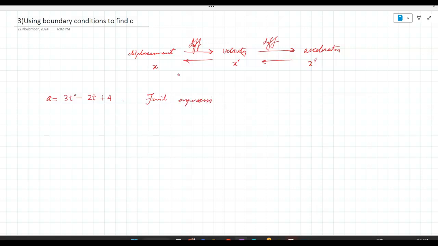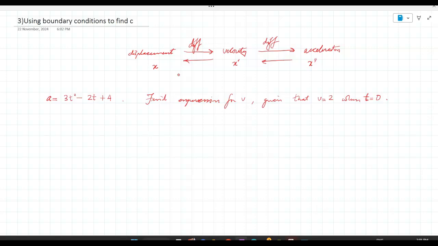Find the expression for velocity, correct? Given that v is equal to 2 when t is equal to 0. They've given you the initial velocity. Given that the initial velocity is 2. This is called the boundary condition, the initial conditions.